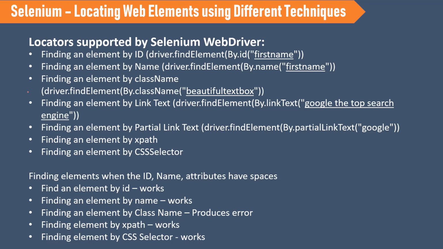So what we have seen here is when the id, name or attributes have spaces, find element by id is working. Find element by name, it is working. Find element by xpath, it is working. Find element by CSS selector, it is working. But find element by class name is producing an error. This is one thing you have to remember.